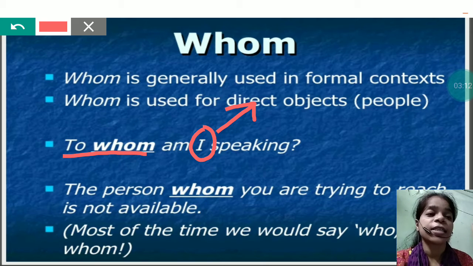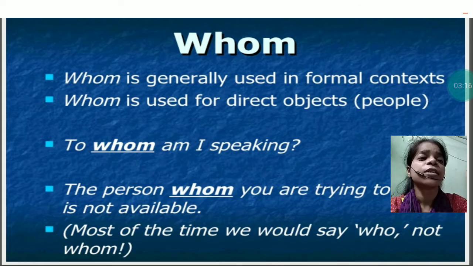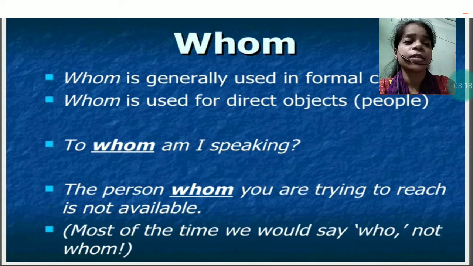The next example: the person whom you are trying to reach is not available. Now, see, in this sentence also, this is the line you must have heard when you call someone. It is a recorded line which says the person whom you are trying to reach is not available. Again, whom is showing the relation between the person and the information.